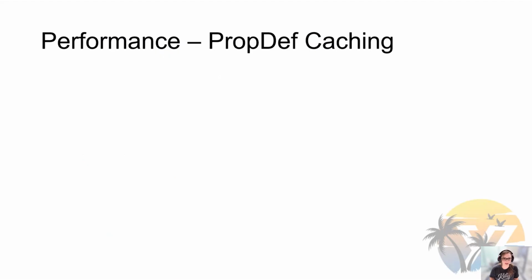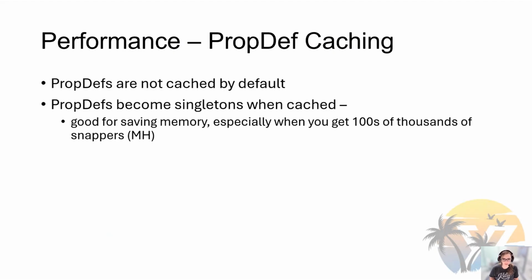We're going to talk a little bit about caching of PropDefs. By default, PropDefs are not cached. When you do cache them, they become singletons. This is pretty good for saving memory, especially when you have lots of objects. A good example of that is in material handling extensions, where users will have drawings that are hundreds of thousands of snappers. If each one has 25 PropDefs, that is a lot of memory that's being taken up. So if you're trying to minimize object creation, cache your PropDefs.